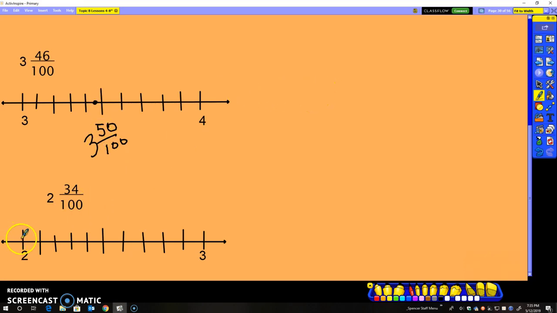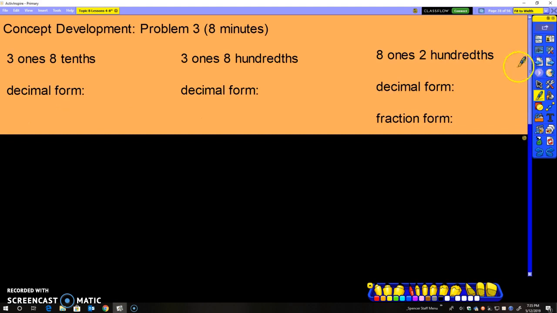And here I know I'm between 2 and 3, and this time I have 3/10 and then 4/100 extra. So 2 and 1/10, 2 and 2/10, 2 and 3/10, and I'm a little before halfway between those 2/10. Okay? Alright, so there's a little bit of estimating on the number line. You'll do some more practice on your problem set.